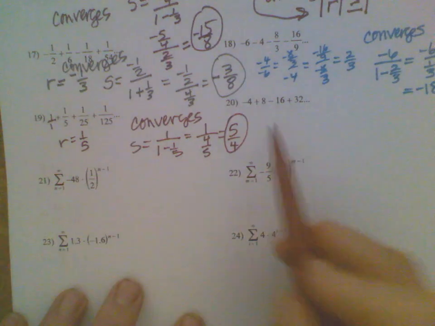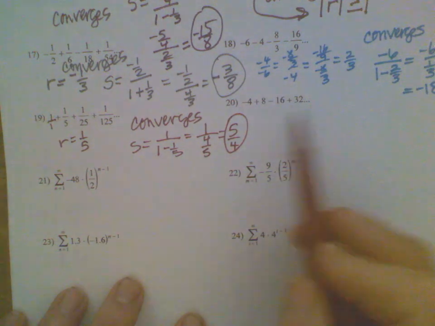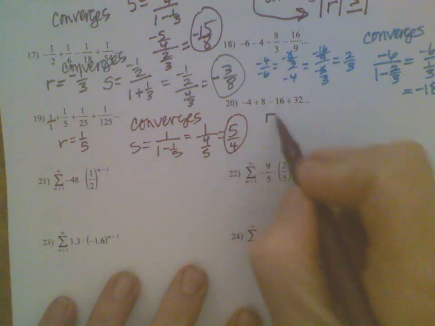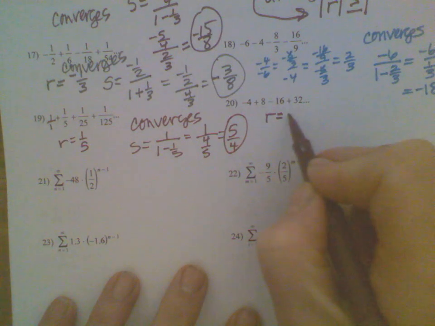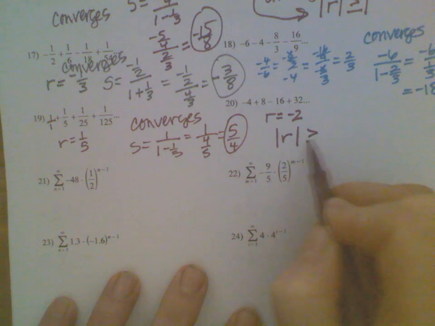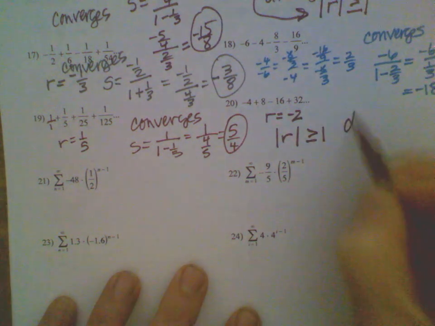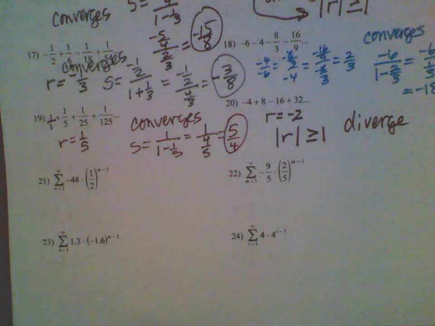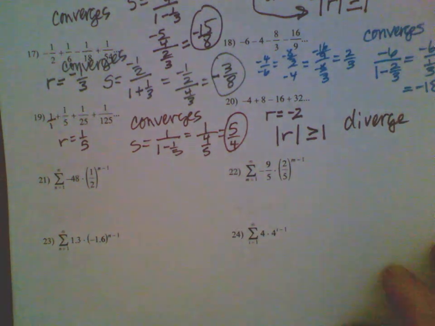Number 20. Look at what's going on here. It looks like it's growing. Actually, it looks like it's bouncing back and forth. It definitely is geometric if you look close enough that you can see that there is an r, a common ratio, and my r is negative 2, but absolute r is greater than or equal to 1, and therefore we diverge. And there's nothing more I can do. Once I recognize that it diverges, that is it.